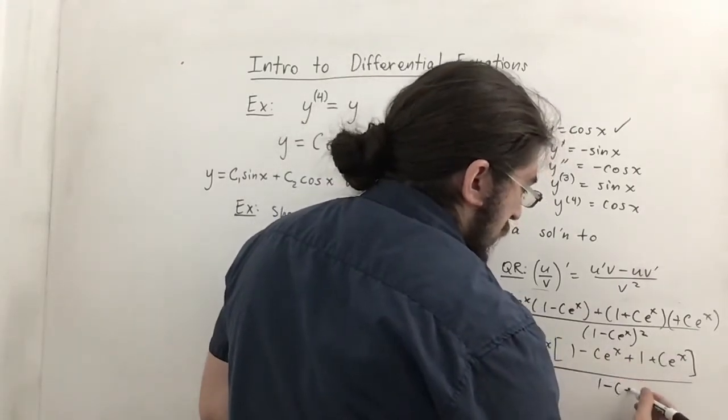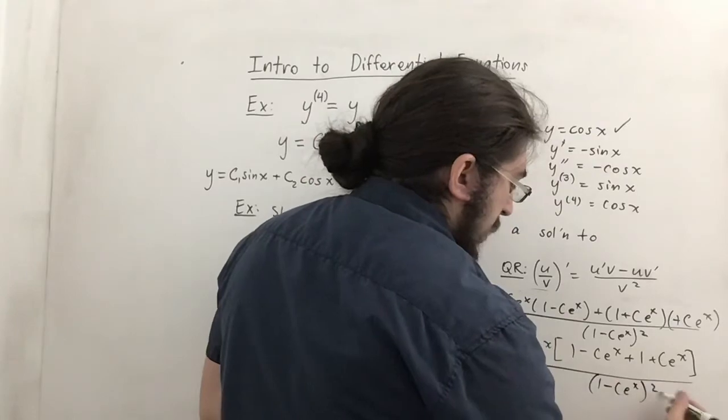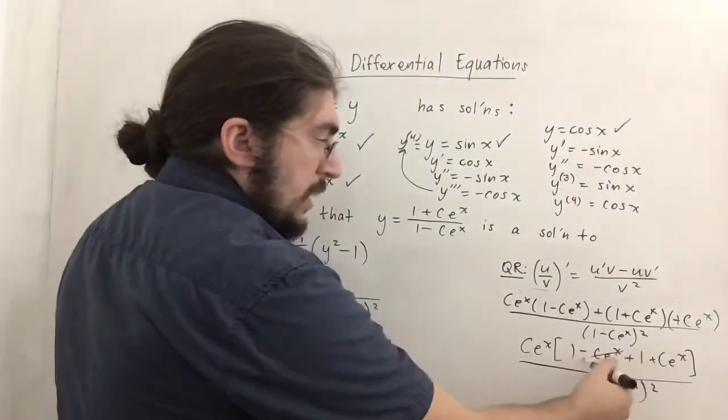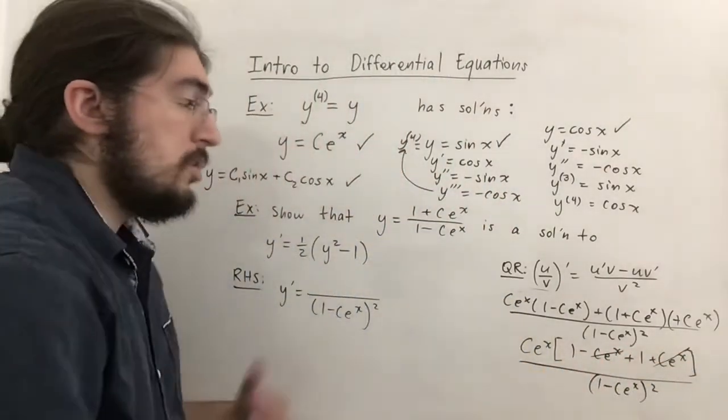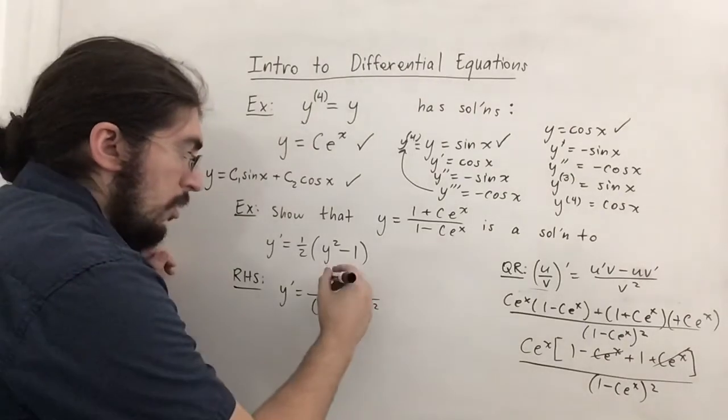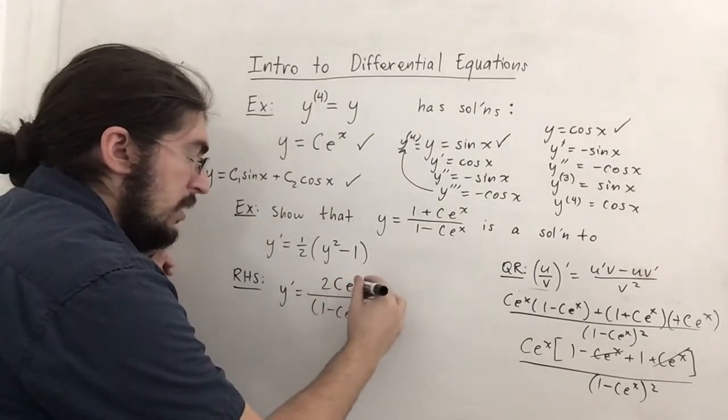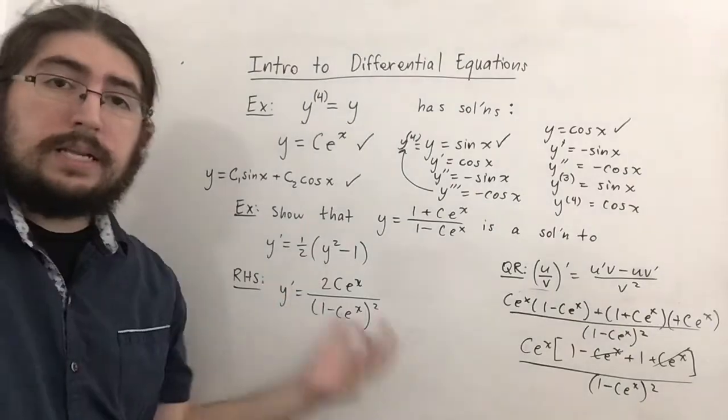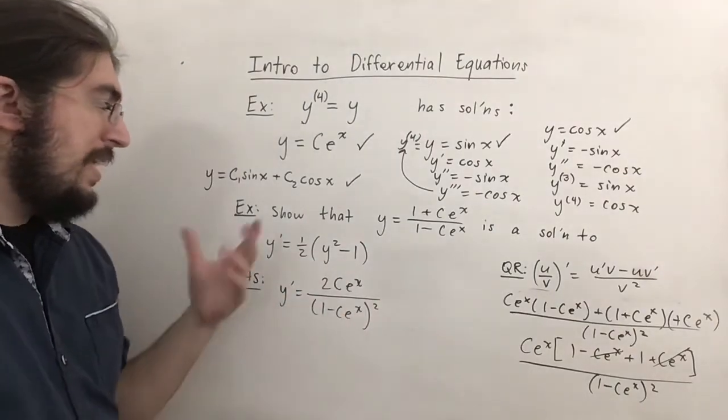That's 1 minus c to the x all squared. And notice up on top, the c to the x is canceled, so we get 1 plus 1, which is 2. So this is actually all equal to 2 c to the x. Wow, nice. So that cleaned up quite a bit there. And that was the right-hand side.